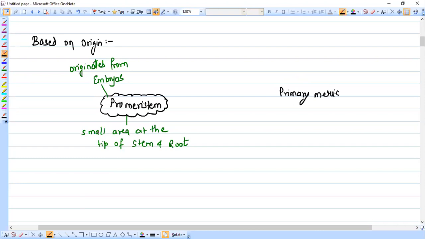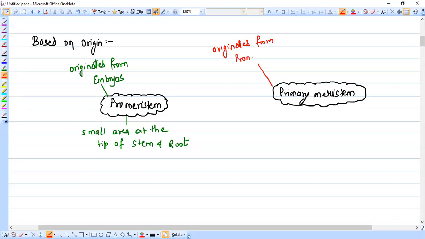This promeristem will further develop and it will differentiate and it will form what? I can say primary meristem. It means that the promeristem develops and it forms what? Primary meristem. So the moment we talk about primary meristem, very first point I will say that this primary meristem originates from promeristem. Remember, primary meristem, they all originate from promeristem.